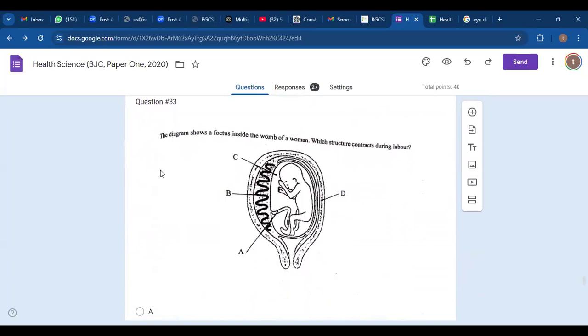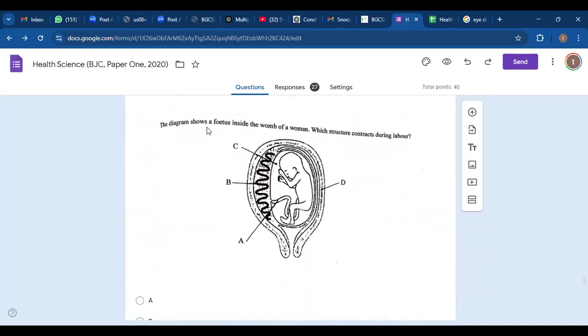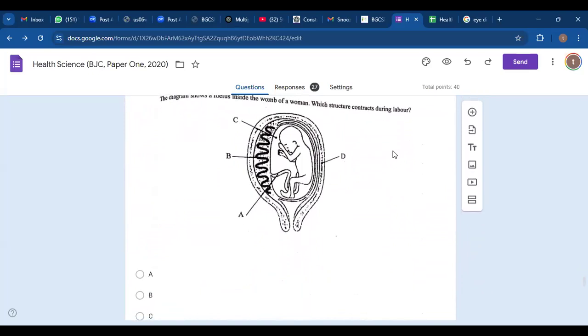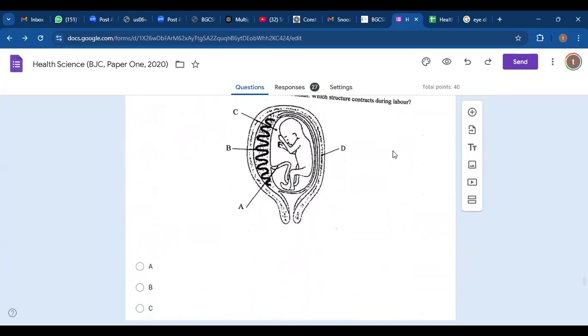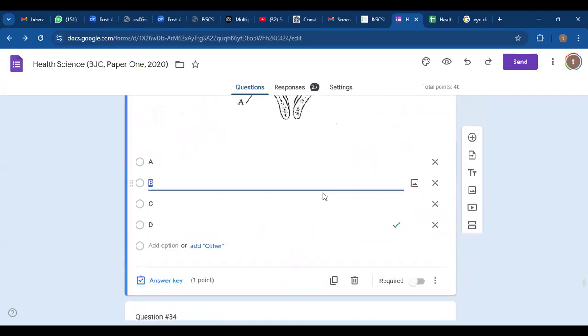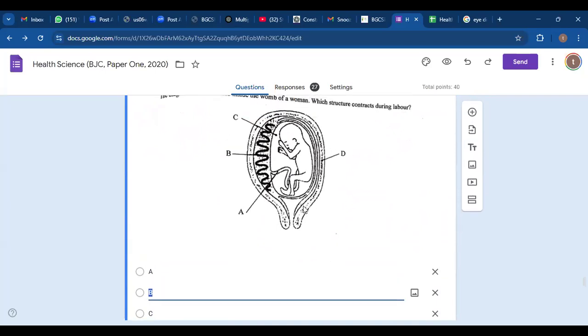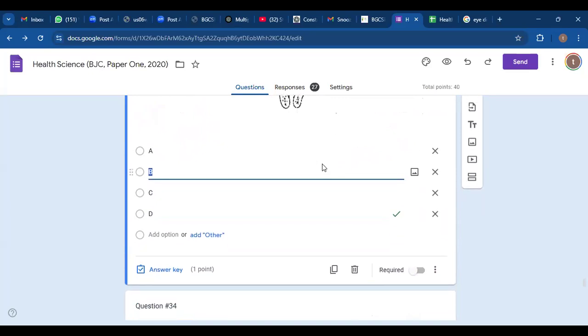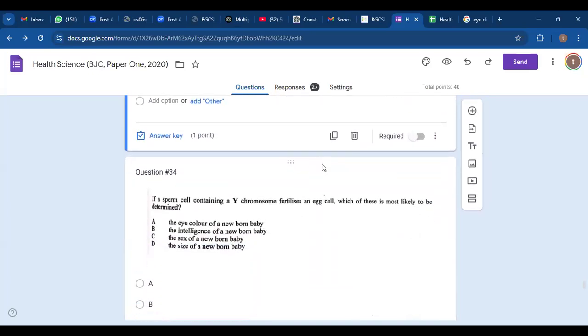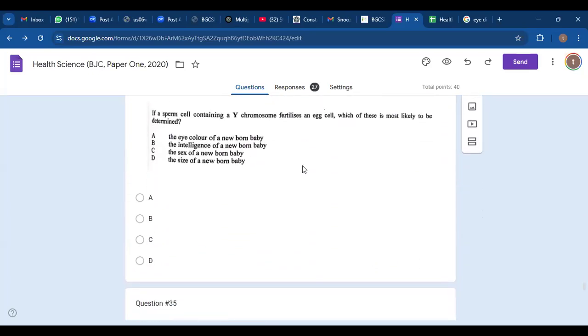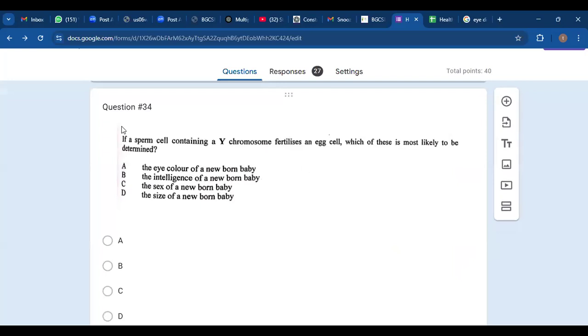Number 33. They love these infant questions, boy. The diagram shows a fetus inside of the womb of a woman. Which structure contracts during labor? D. Say it again. D. Why you say D? Actually, it's D. It is D. Oh, it is. I mean, obviously she would know, right? You gotta refer to them. They know better than us.